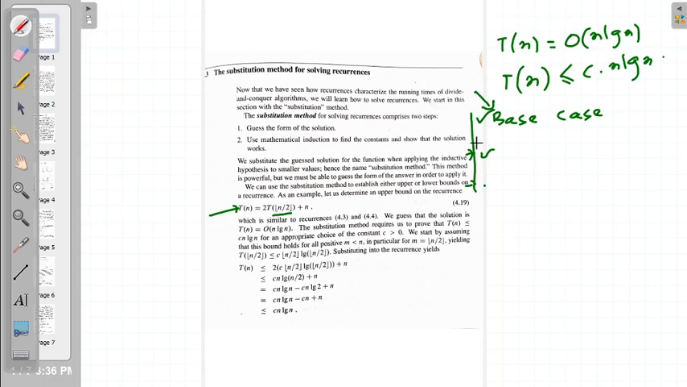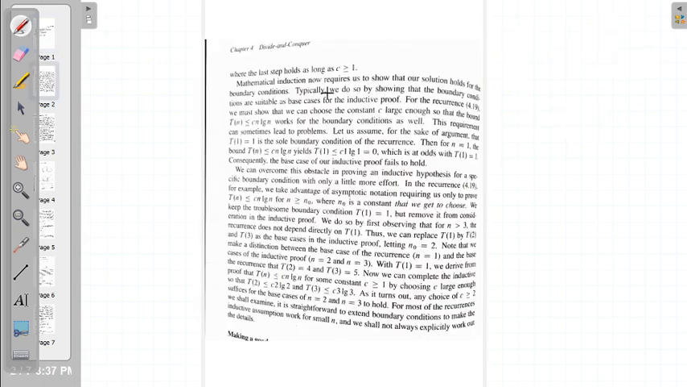So now we can do some kind of discussion on that. Okay, how to pass this base case, right? So mathematical induction requires us to show that our solution holds for boundary conditions. Okay, so this is from CLRS book.